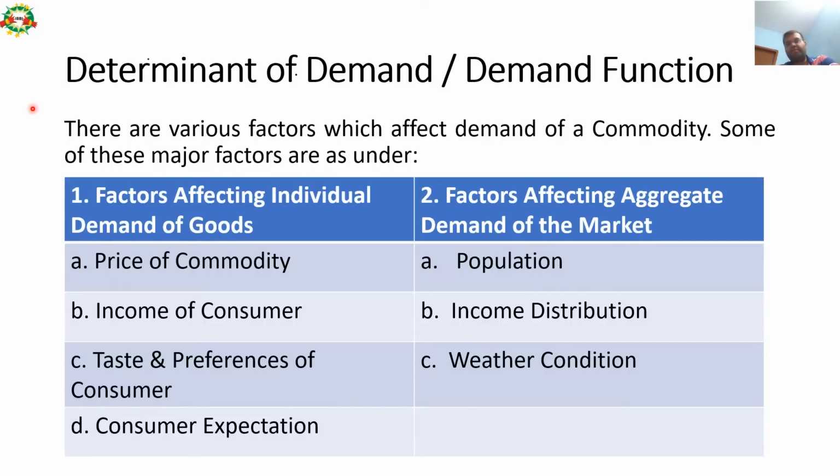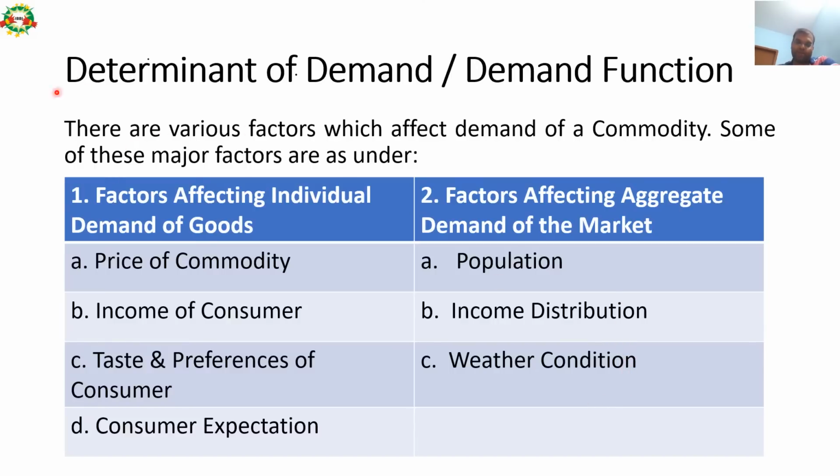These are the determinants of demand and demand function. So there are various factors which affect demand of a commodity. Some of these major factors are as under. First category of factors are factors affecting individual demand of goods, and the second set are factors affecting the aggregate demand of the market. In case of individual demand, the factors are price of commodity, income of consumer, taste and preferences of consumer, and consumer expectation. However, factors which affect total aggregate market demand are population, income distribution, weather condition.